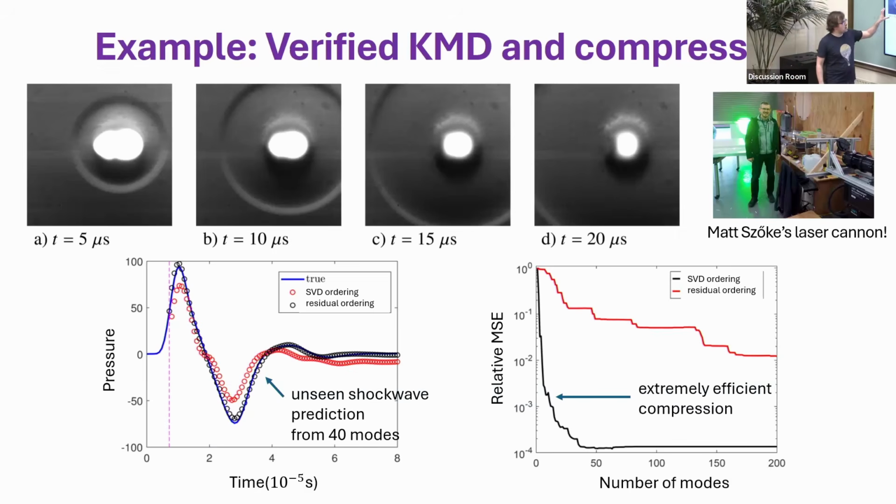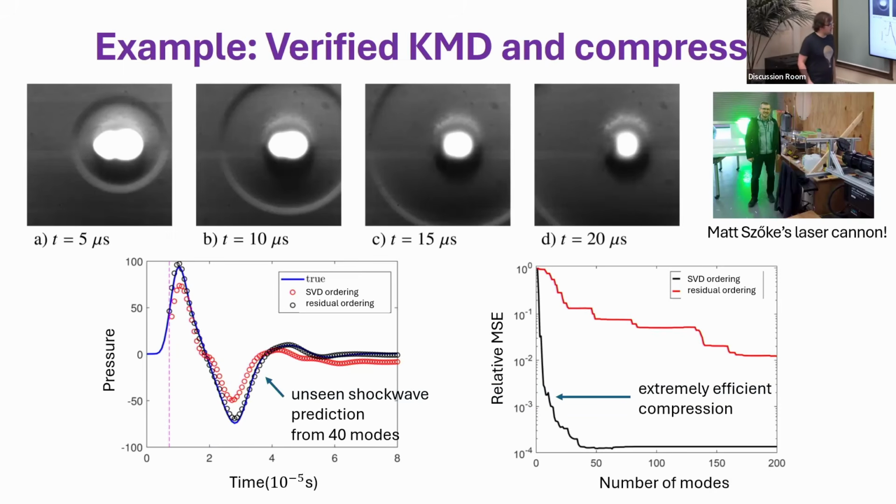So here's a transient dynamical system. This is my collaborator, Matsuke, at Virginia Tech. I actually visited his lab. He has this really cool laser cannon. Felt like I was in Star Wars or something. And you blast some air. Please don't ask me about the fluids. You can email him. And it sends this transient shockwave.